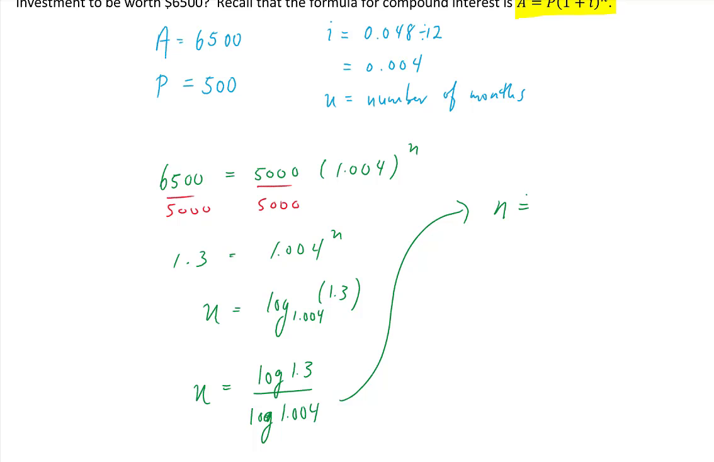So n is going to equal approximately 65.72 months. So now we can conclude and say therefore it'll take about 65 months, or we can convert that to years, whatever we need to do.